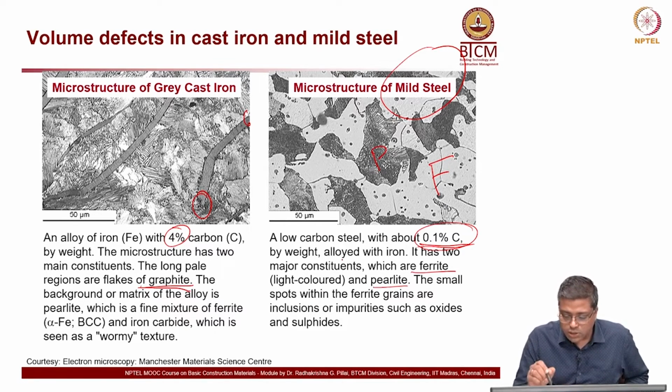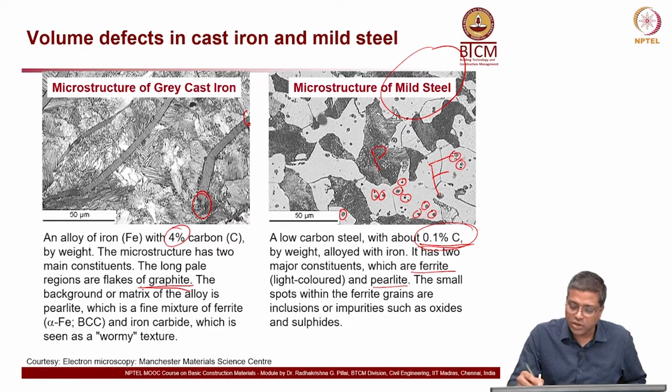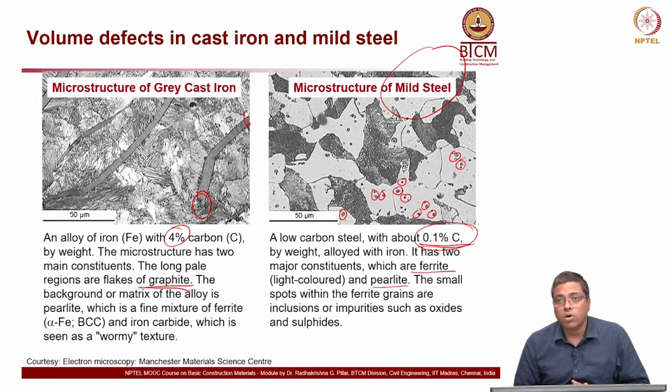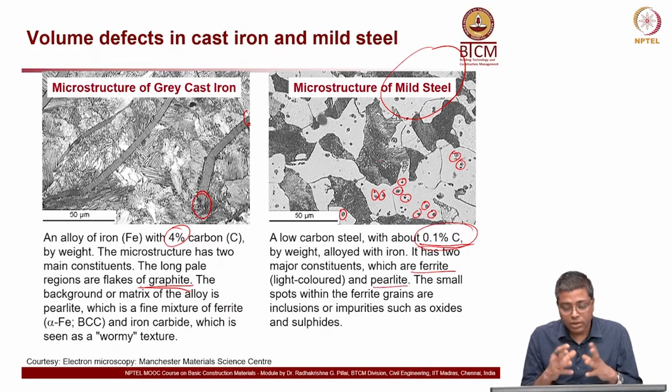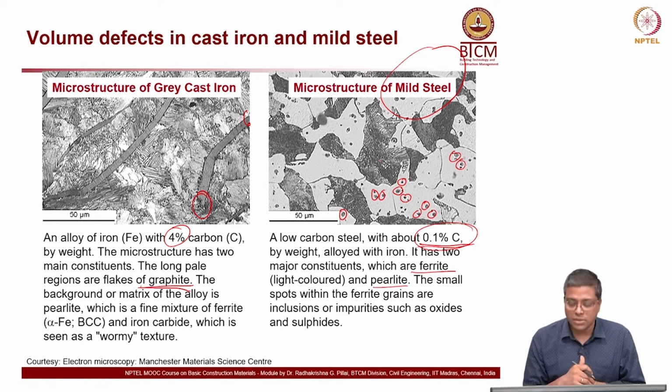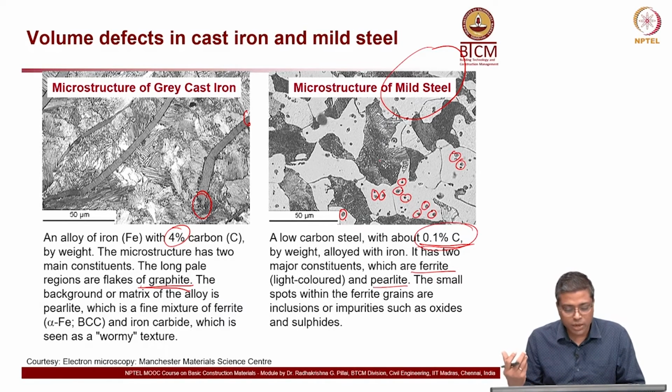Okay, the small spots within the ferrite, within the white space, these small spots which you see, a lot of them spread widely in this ferrite phase, or the light gray phase, are inclusions or impurities such as oxides and sulfides. So whatever inclusions or impurities are present there, this can have an influence on the failure pattern, because they tend to behave like a weak point when the load is applied.